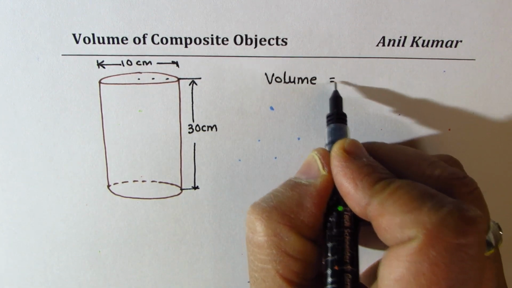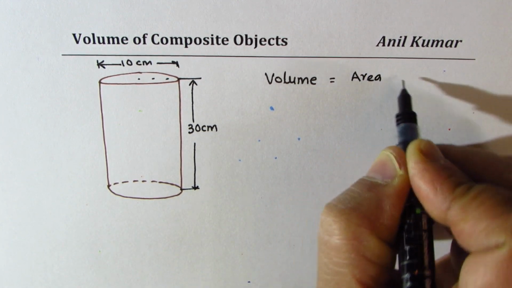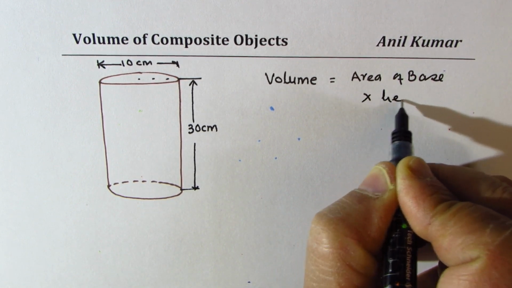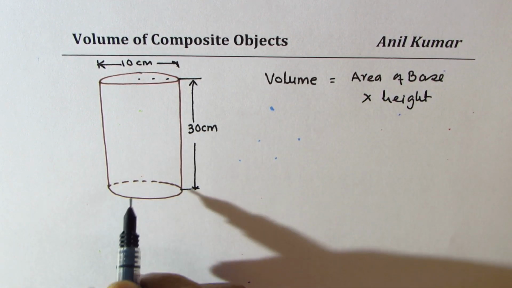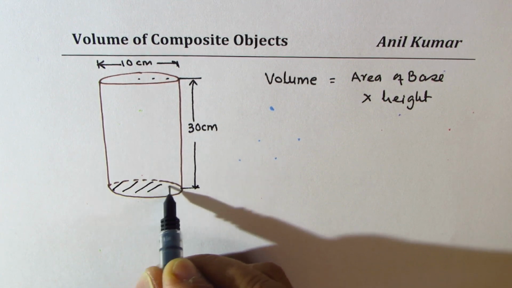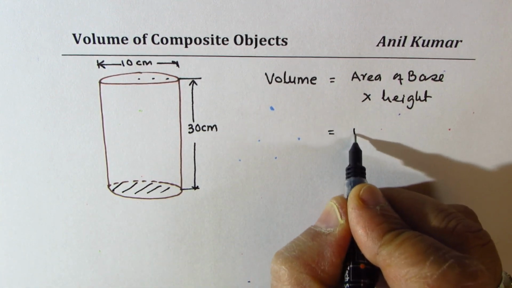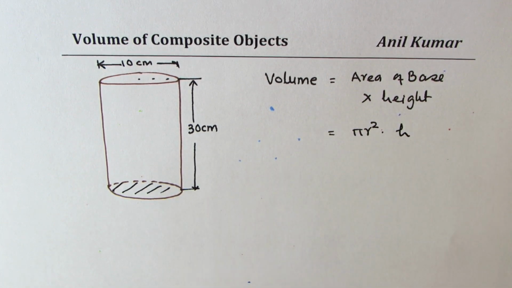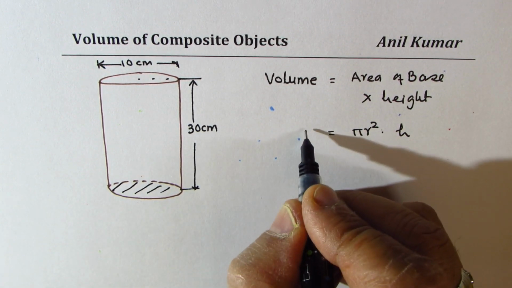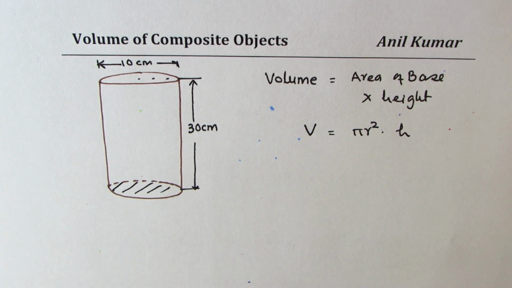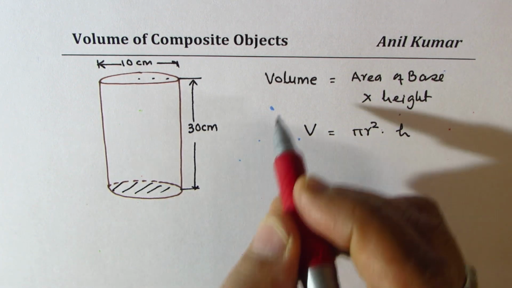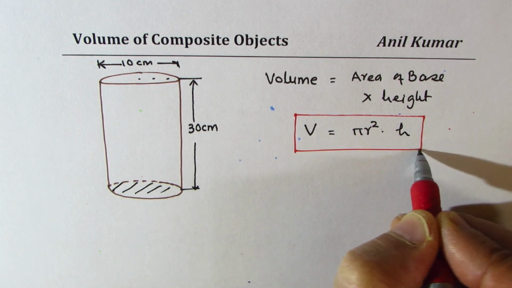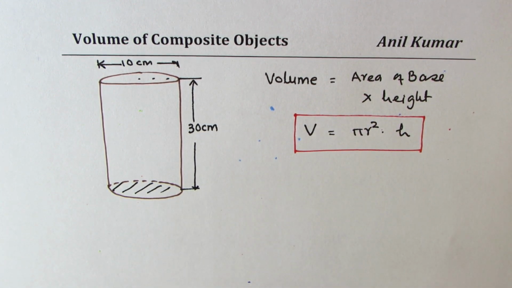Now volume is area of base times height. The base is circular, right? So area of base is pi r square, and times height h. That becomes the formula. So volume V for a cylinder is pi r square h.